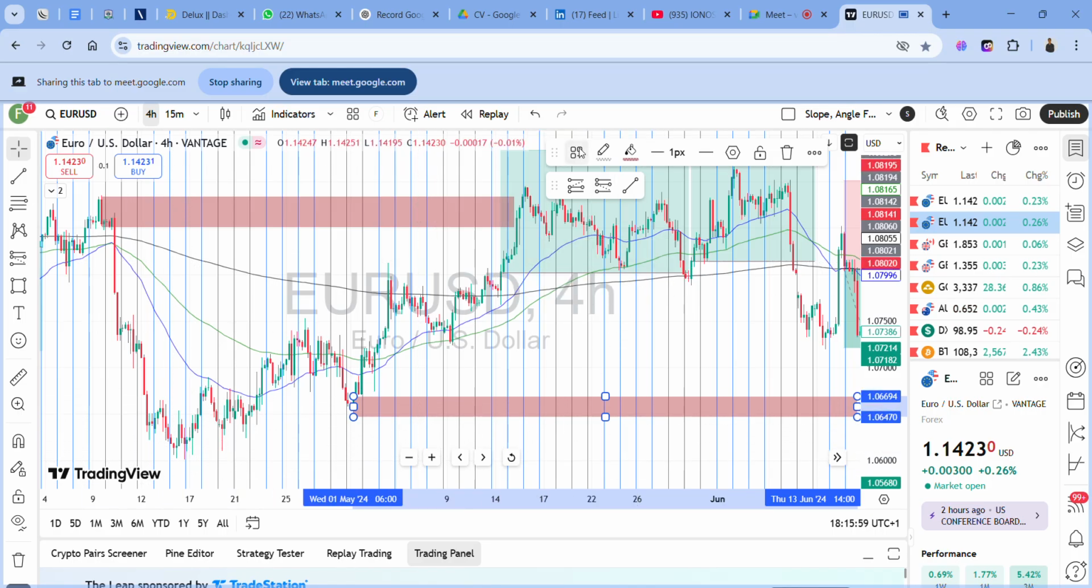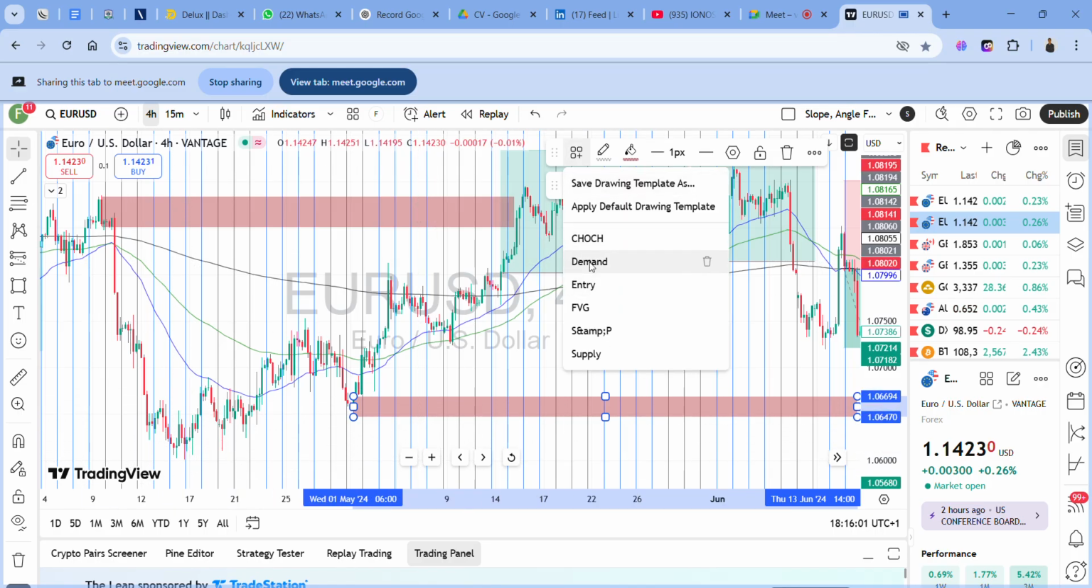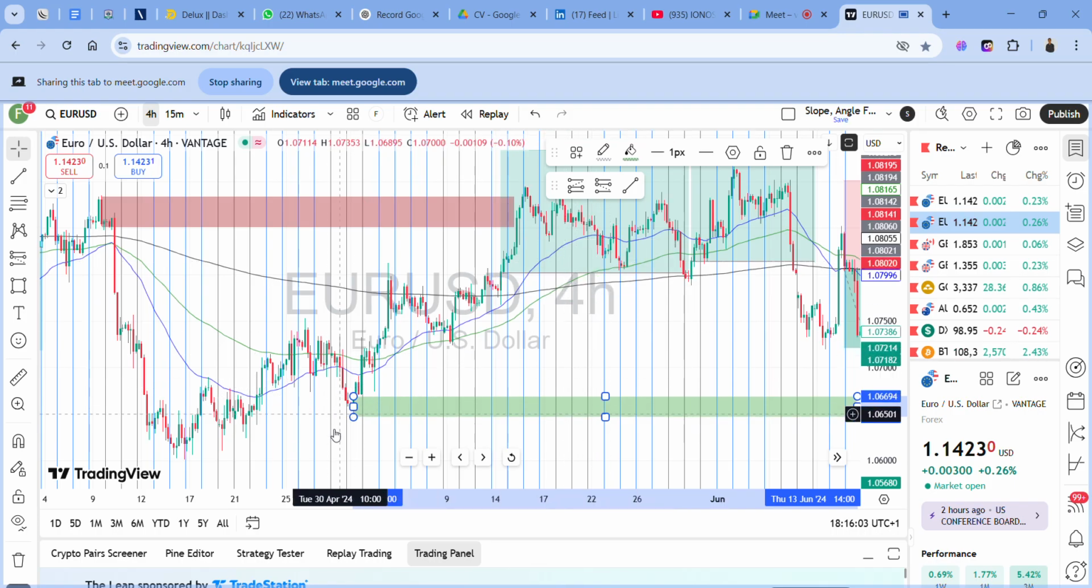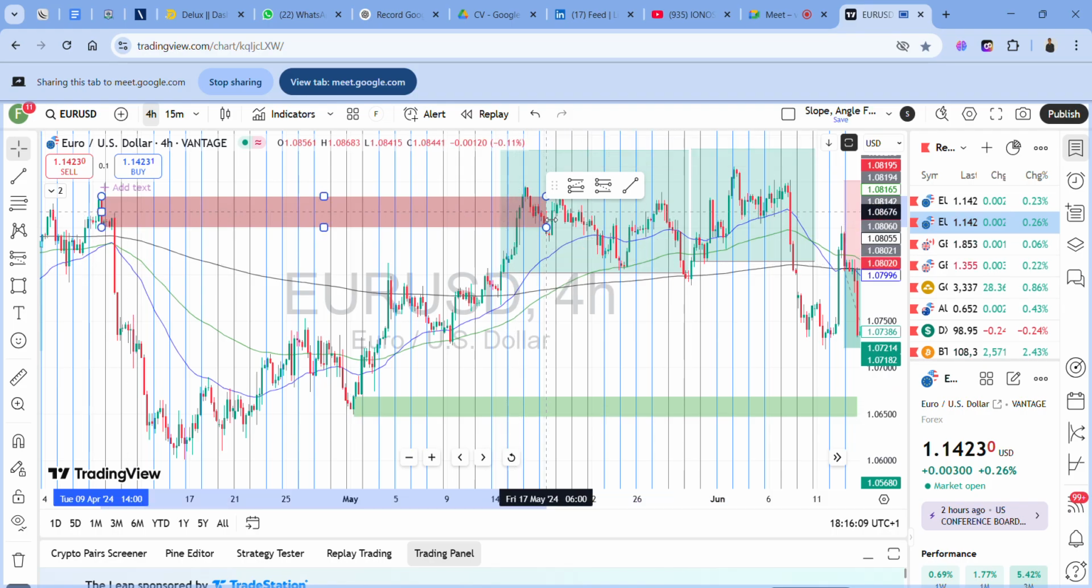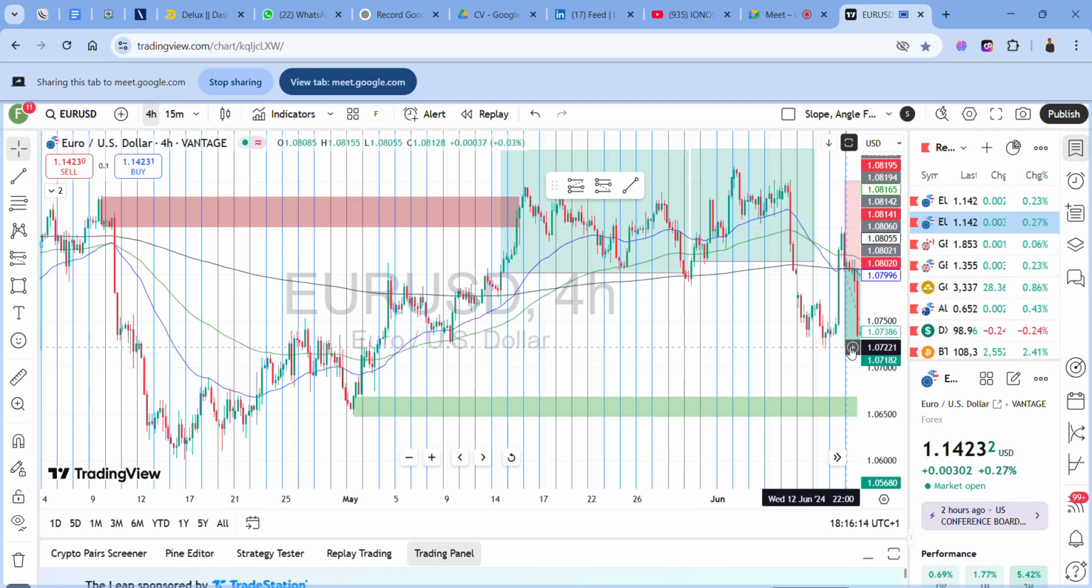Let's paint this green. Demand. This is the demand level that pushed to this level that eventually caused the break of the structure. This is the structure. The structure eventually broke. All right, so what do we have here? TP1, TP2.